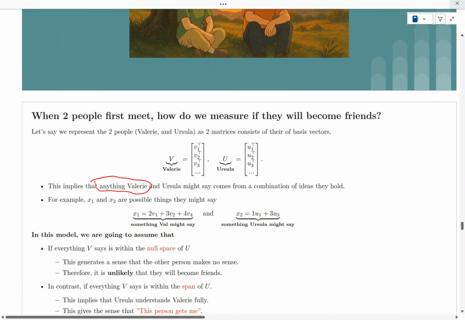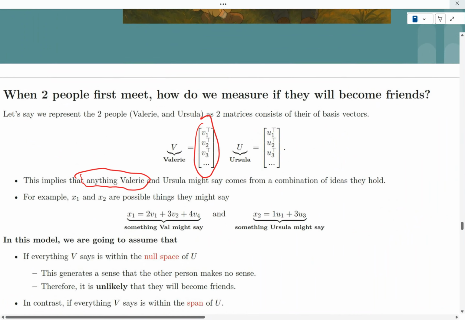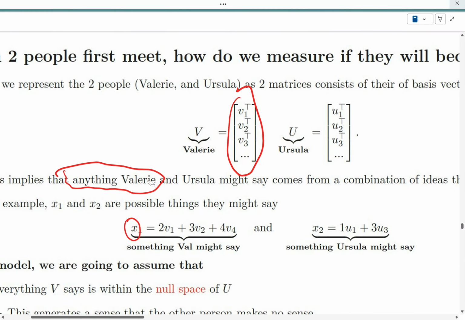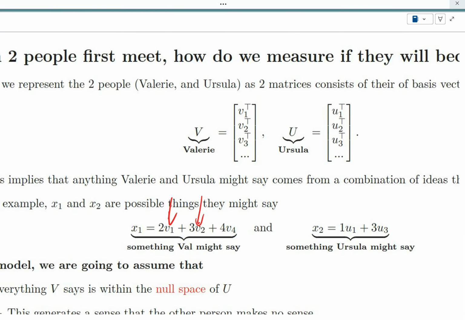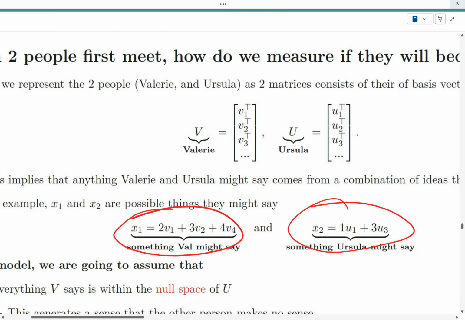This implies that anything Valerie can say is a combination of these vectors. So x1, for example, is some combination of Valerie's basis vectors, v1, v2, v3. Any thought, anything Valerie could say comes from this space, the span of her vectors. The idea is similar for Ursula: anything she says comes from combinations of her basis vectors, like u1 and u3. A combination of two ideas gives her a particular thought. So this is anything that Valerie can say, and this is anything that Ursula can say.